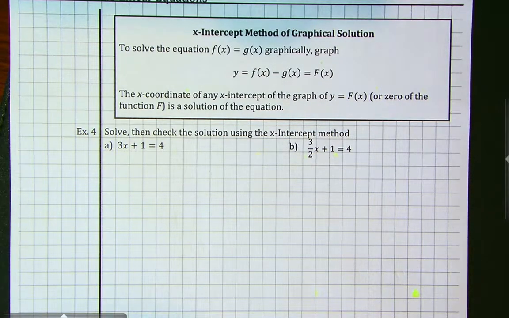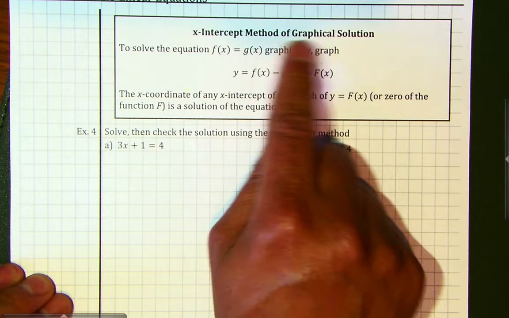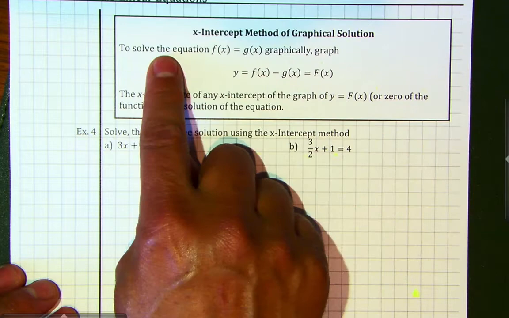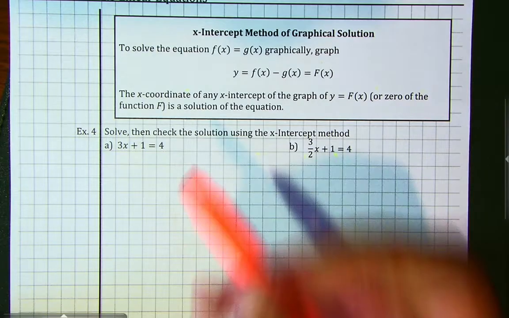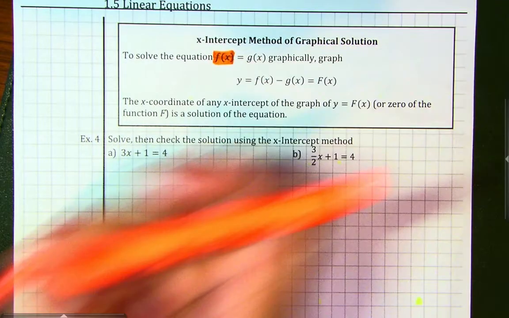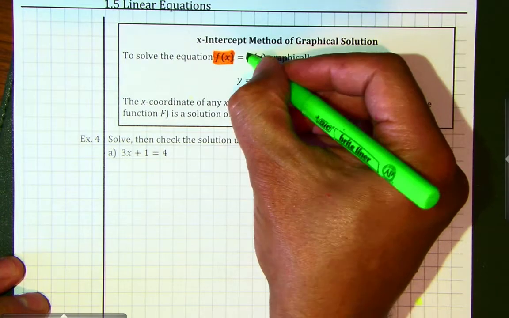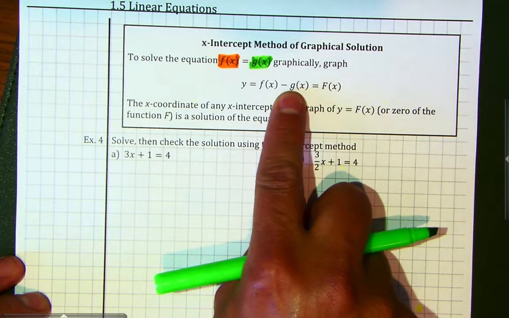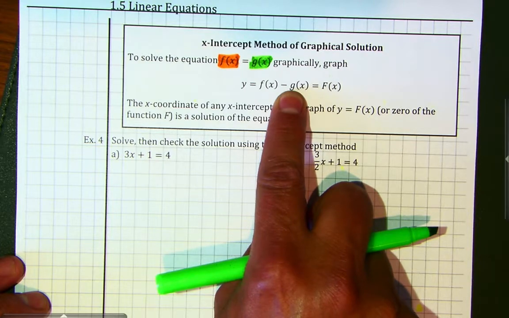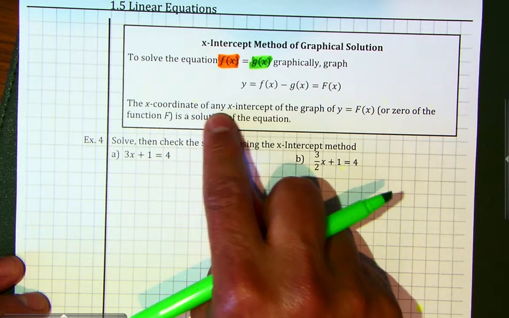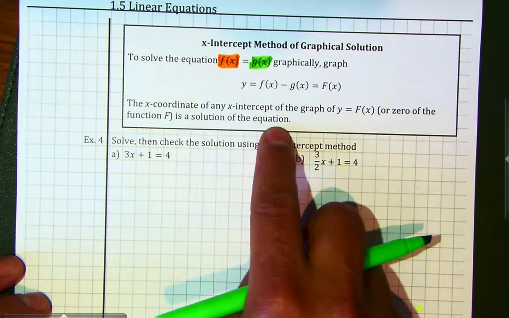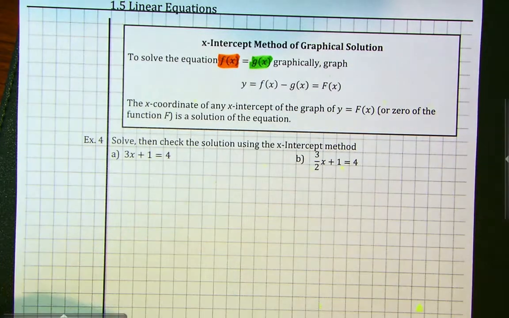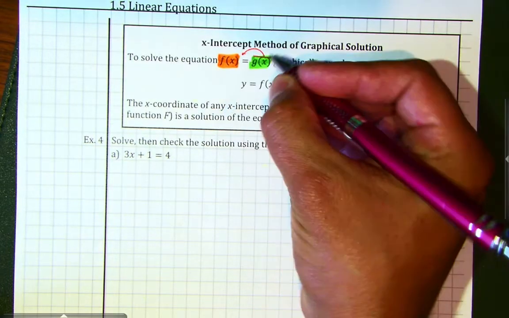So in this case, we are using the x-intercept method of graphical solution. To solve an equation such as f of x equals g of x, we can just graph this and find that the x-coordinate of any x-intercept of the graph of f of x is a solution of the equation. Notice that if we think about moving your g of x to the left, it becomes a negative.